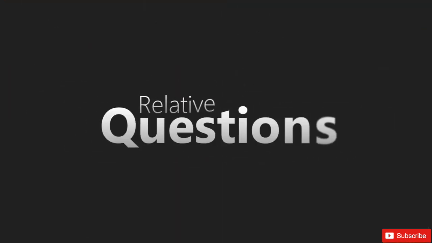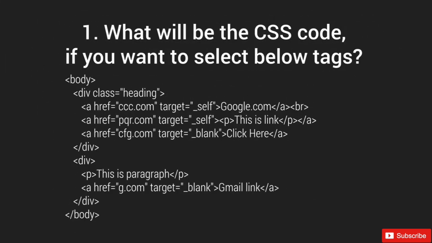Let's talk about a related question. What will be the CSS code if you want to select all the anchor tags which begin with letter C and have target value blank? Also, that anchor tag should be the direct child of the div having class attribute set as heading.